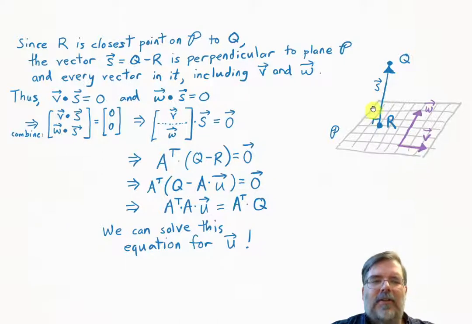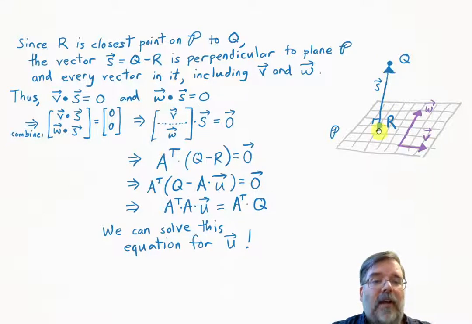Right, so here's the idea. Here's a picture of what we were looking at before. We have our equation of a plane P. We have our point Q, which is not on the plane, but R is the closest point. If we form a vector between these two points, let's call that vector s. s is equal to q minus r.